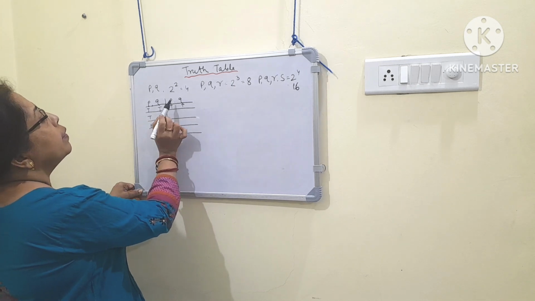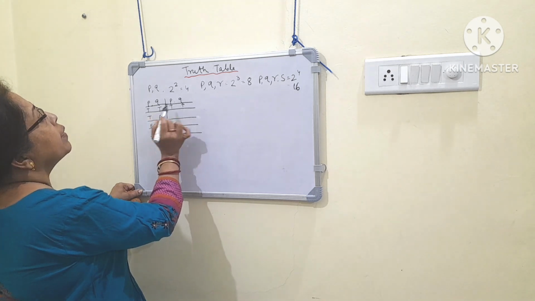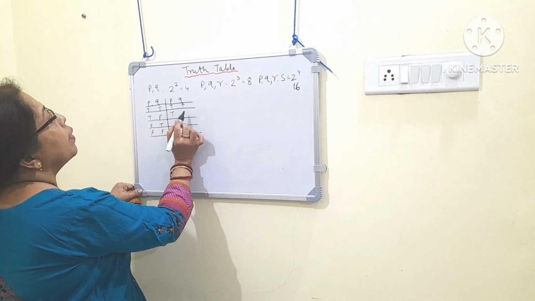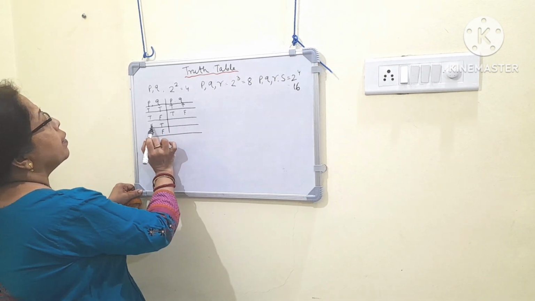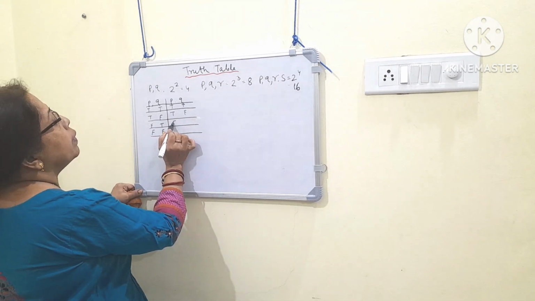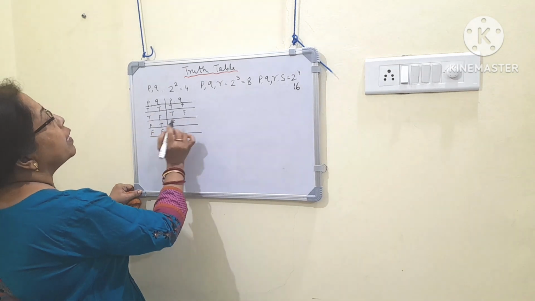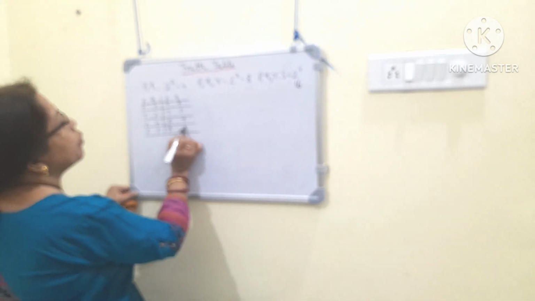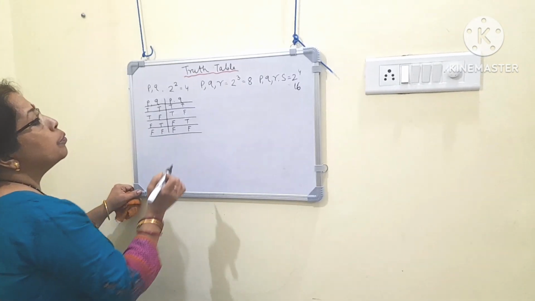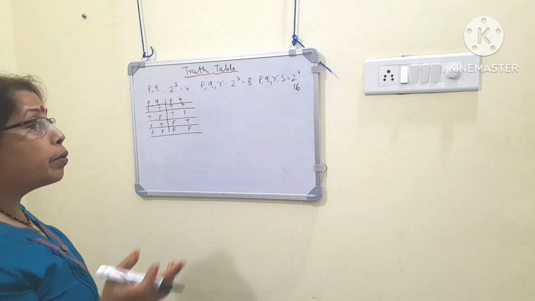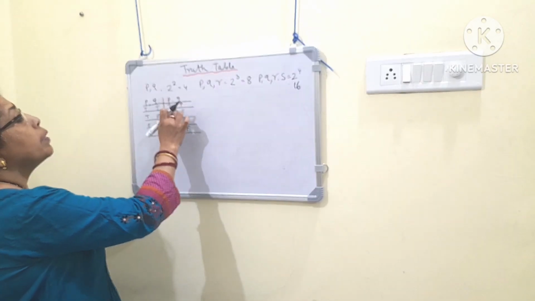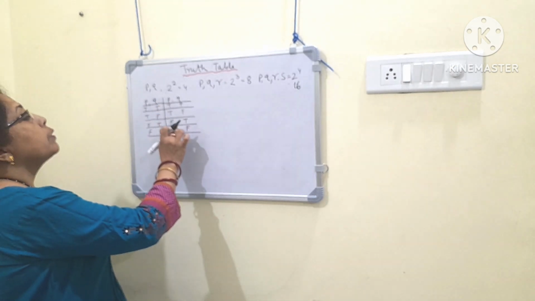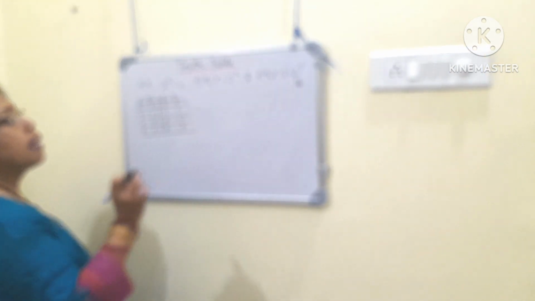Then you have to write the same signs on this side. P here is T, so you write T. Q here is T, so you write T. Then this is T, F. Here P is F and Q is T, so F, and here both are F, so you write F. And the result will be this line, the result of the dot sign.